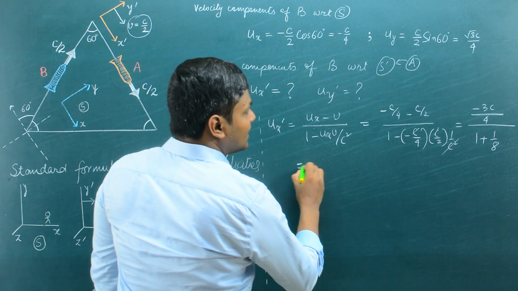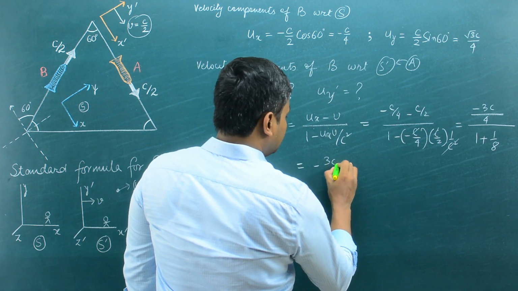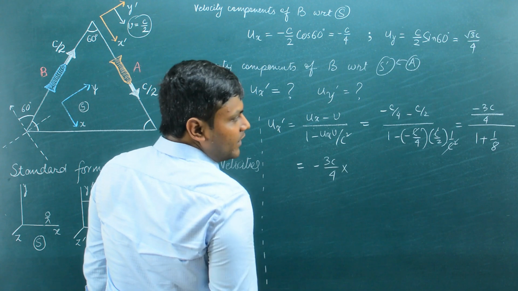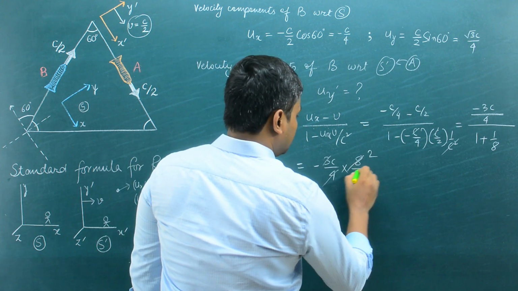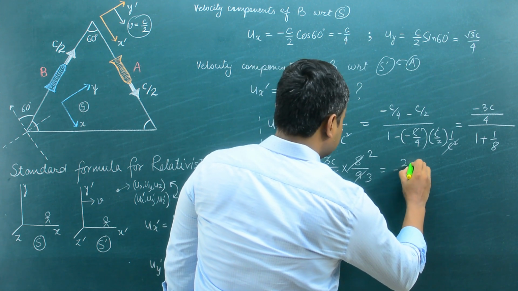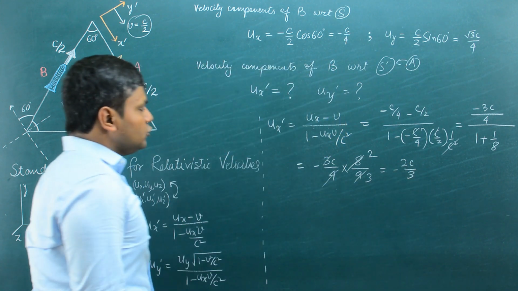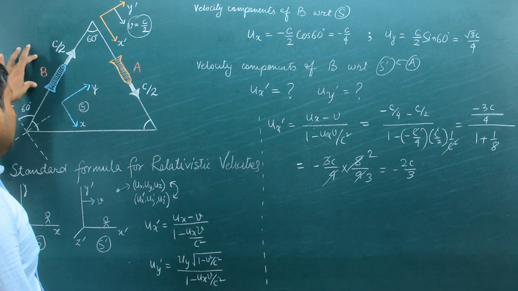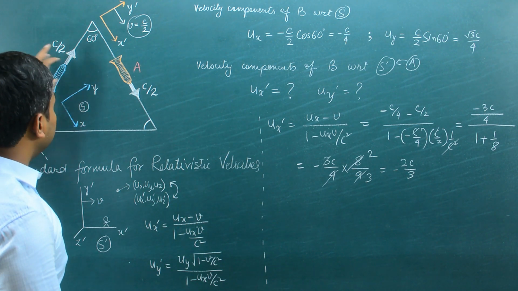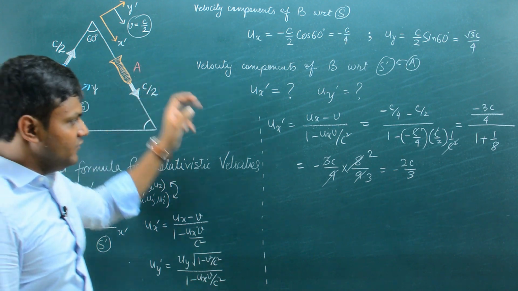So this gives me an answer of minus 3c upon 4 multiplied by 8 plus 1, 9 upon 8. So this is 2, this is 3. So this gives me minus 2c upon 3. So the x dash component of the speed of B with respect to the A observer is this much.